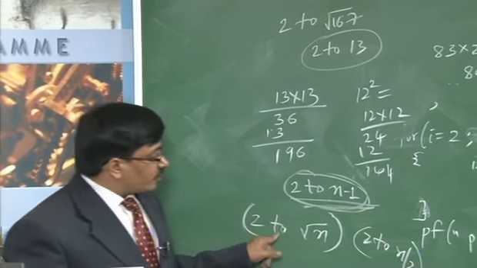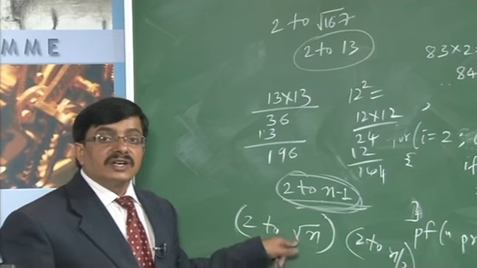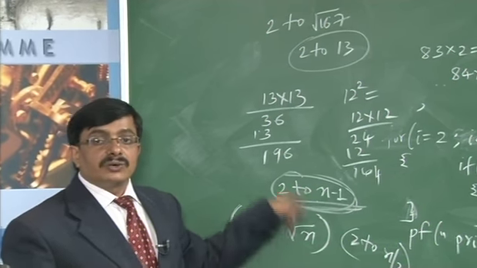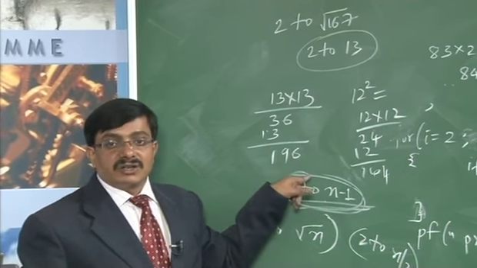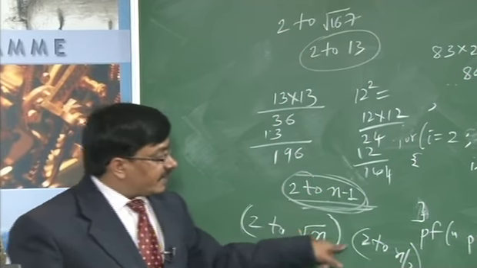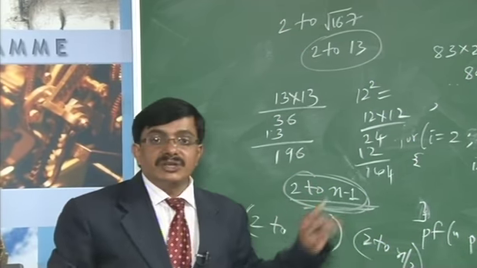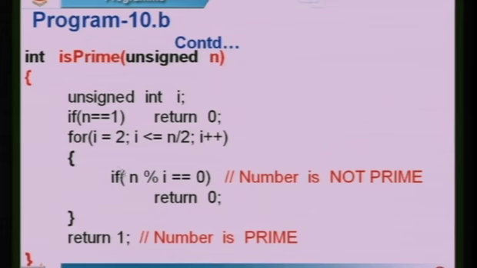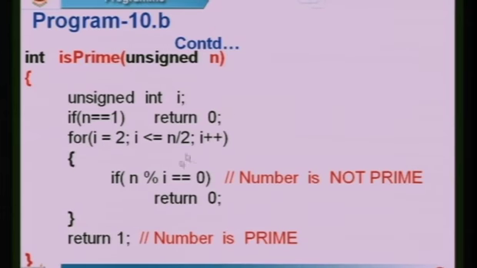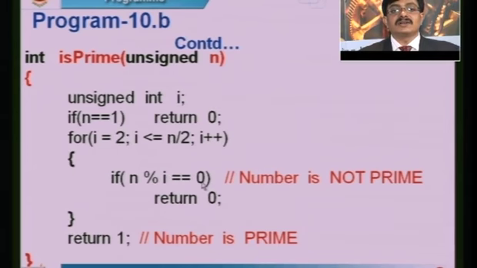If I am using 2 to square root of n, then I must make use of a sqrt function, and I should include the math.h header file also. Anyhow, here we are using this 2 to n by 2. So when i is equal to 2, i less than or equal to n by 2, i plus plus, what exactly am I trying to do here? If n mod i is equal to 0, if any number is dividing the value n completely, that is getting the remainder as 0, then that will confirm that the number is not a prime, so I return 0 there.